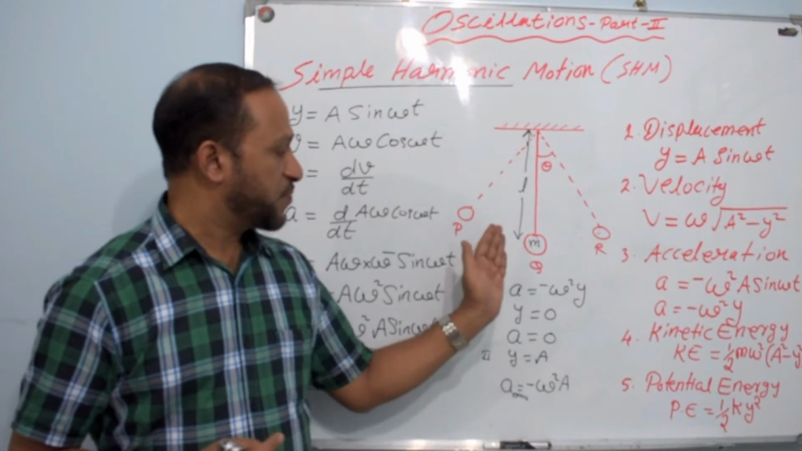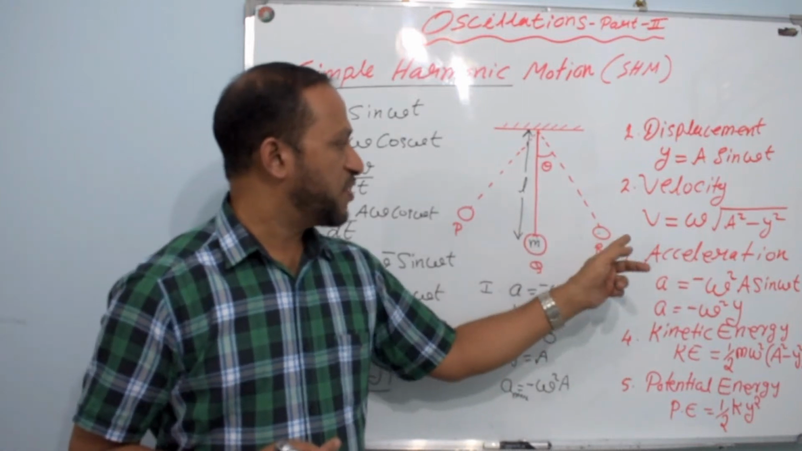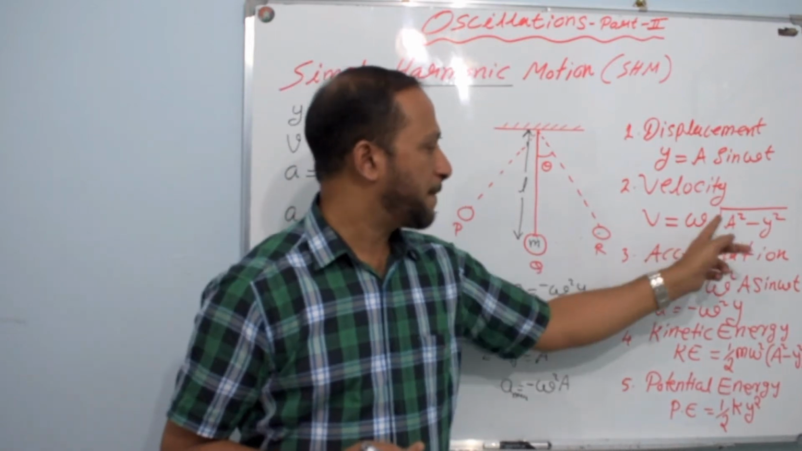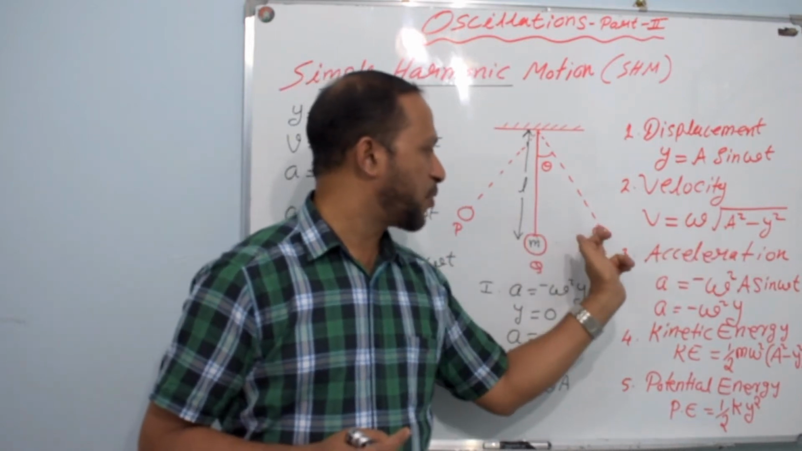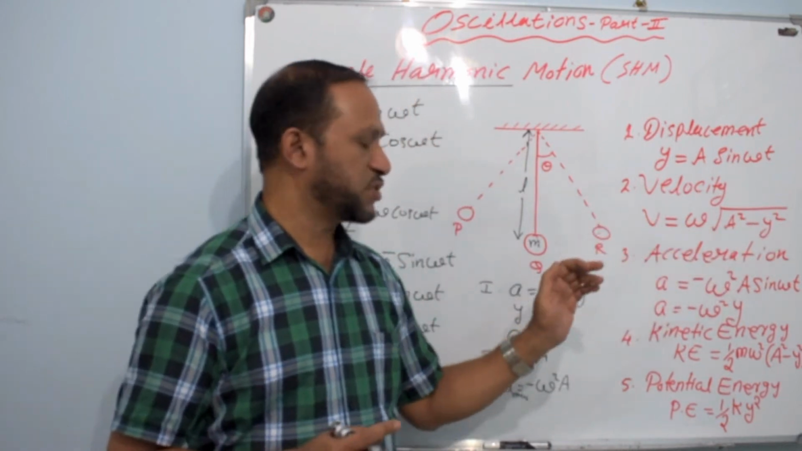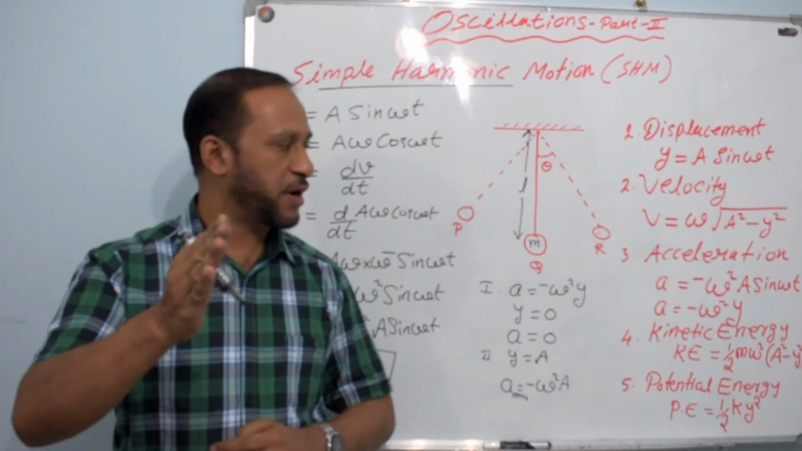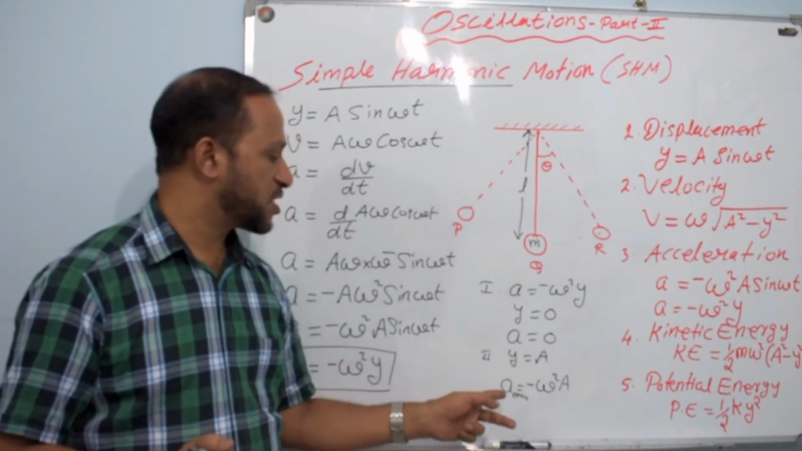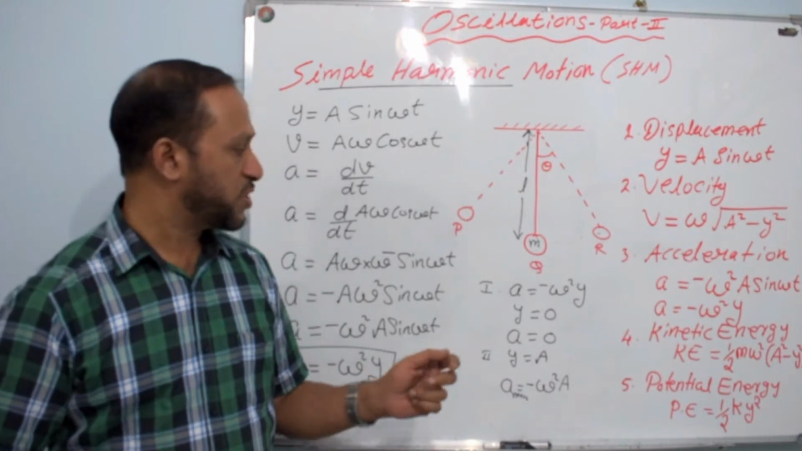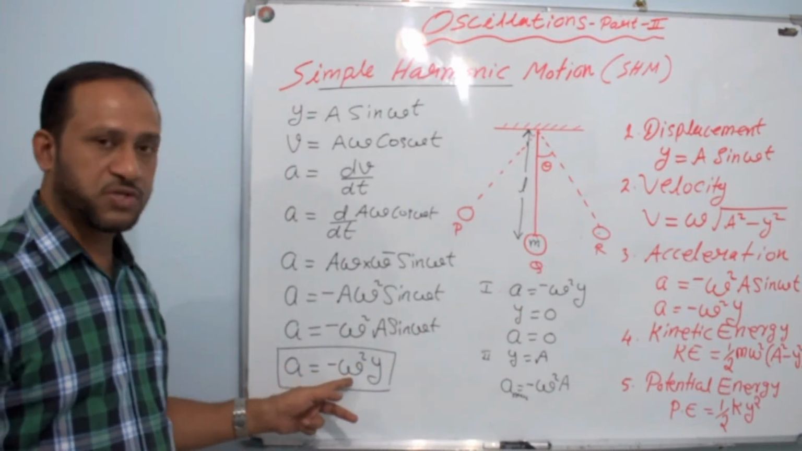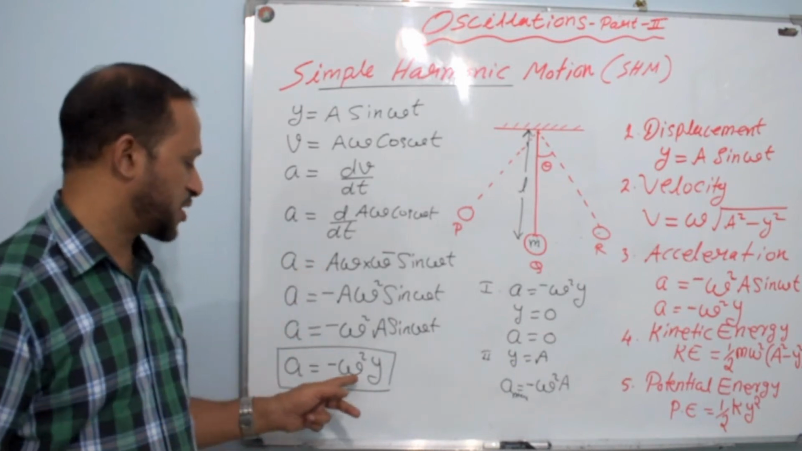And we can see here at the extreme position, when we apply the velocity equation, v equal to omega into root of a square minus y square, at this extreme point y equal to a, so a square minus a square is 0, velocity is 0. Means at the extreme point, the velocity of the oscillator is 0, but acceleration is maximum. And also we can see in this equation, omega is a constant. For an oscillator, omega is constant.